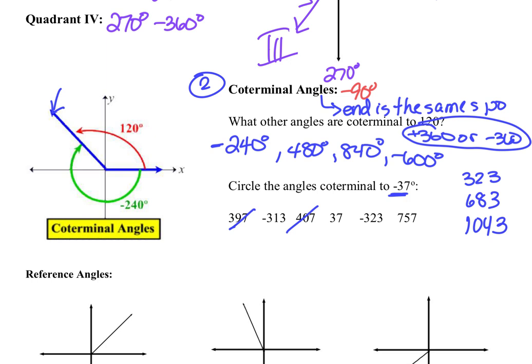Okay, that one isn't. So these are the only numbers that are coterminal. I could also take negative 37 and subtract 360. I get negative 397. Nope.